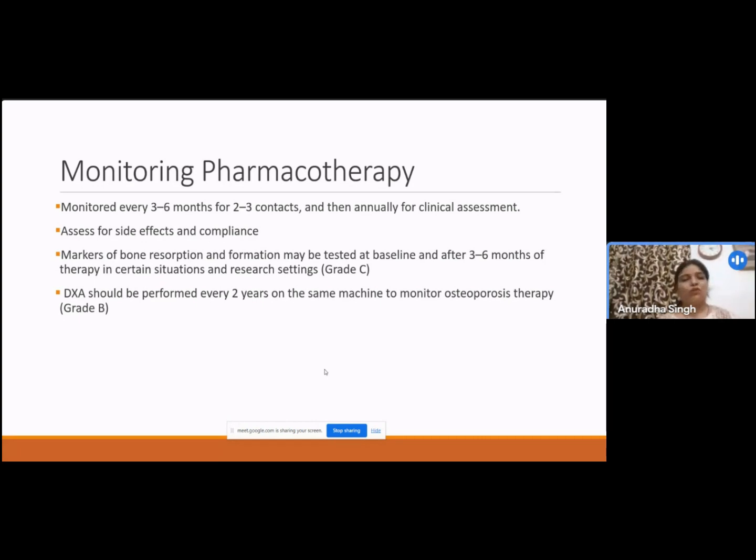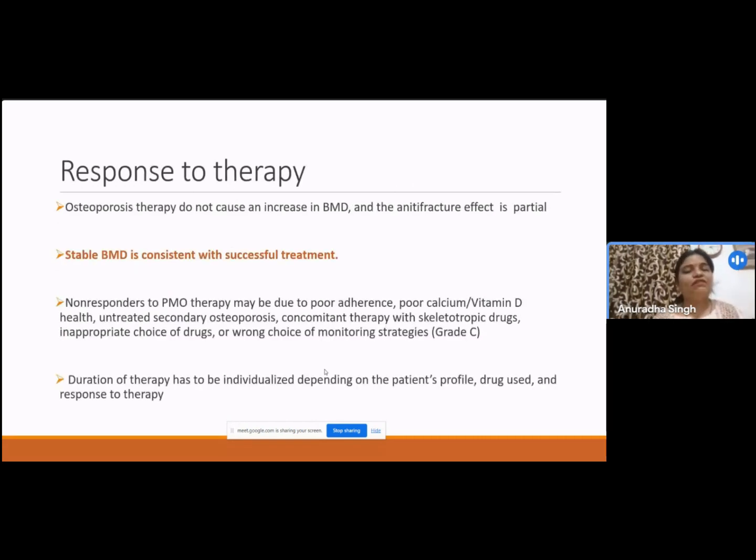to monitor the osteoporosis. Now, an important thing that we might get in our clinic: the patients who are on therapy for prevention or treatment of osteoporosis, we cannot expect a magic. The osteoporotic therapy usually does not cause an increase in the BMD, but a stable BMD is consistent with a successful treatment. So you may not have a higher BMD score, but a stable BMD over certain years is basically called a successful treatment.